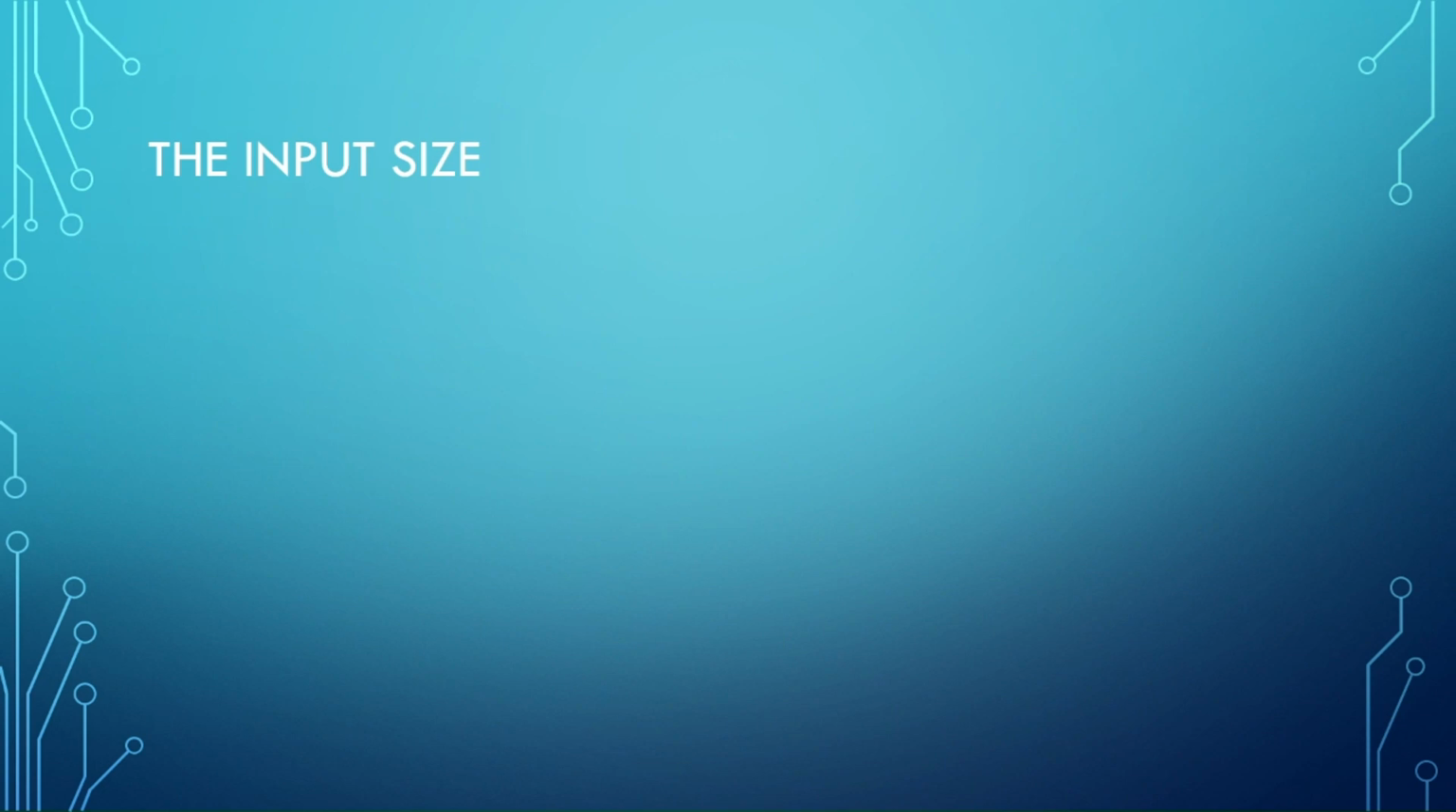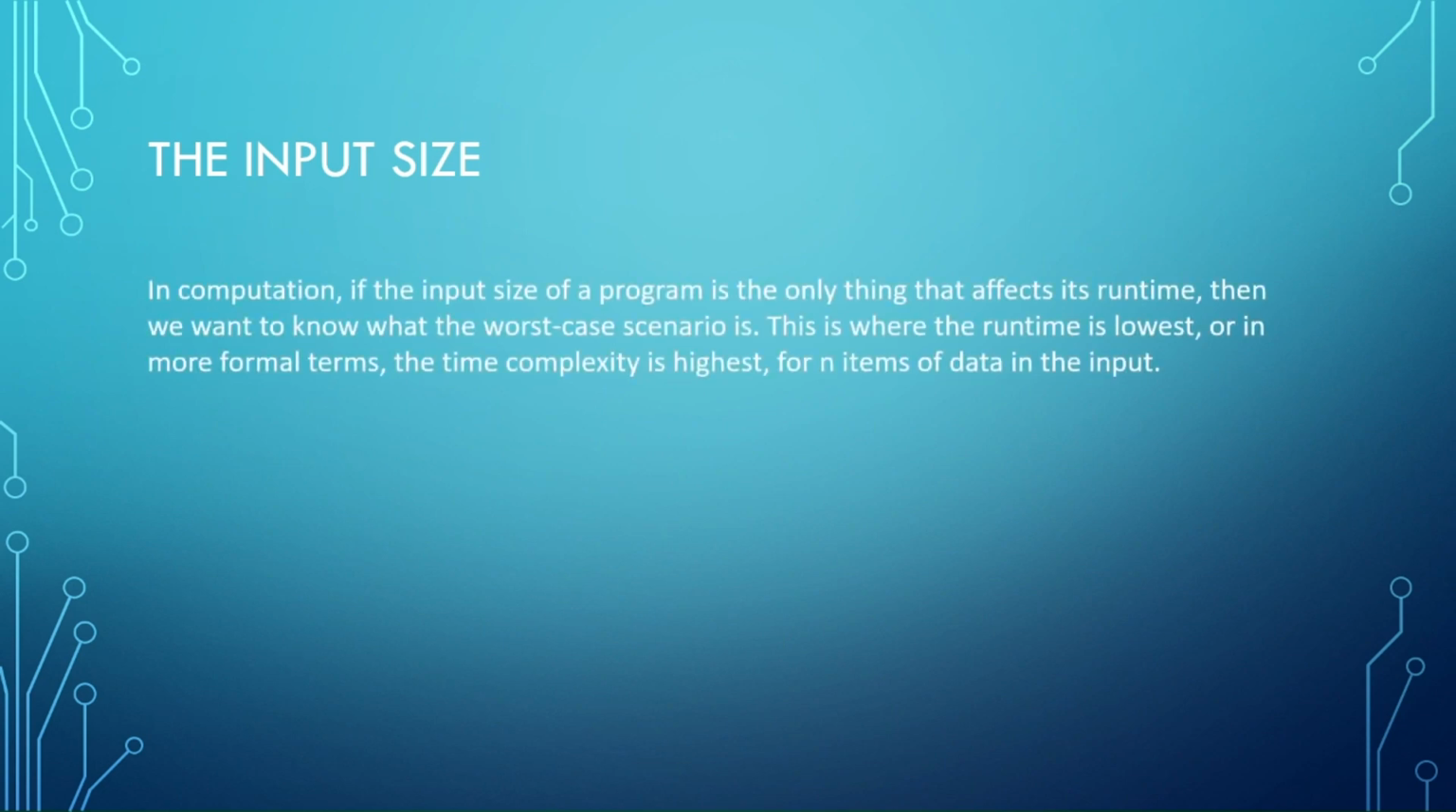So let's talk about the input size, n. So in computation, if the input size of a program is the only thing that affects its runtime, so we ignore number of cores, programming language used, etc., then we want to know what the worst case scenario is. So this is how the input size is arranged to make the runtime the lowest, or in more formal terms, the time complexity the highest for n items of data. If that makes sense. So complexity, we can think of it as kind of the opposite of efficiency. So the higher the efficiency, the lower the complexity, and vice versa.